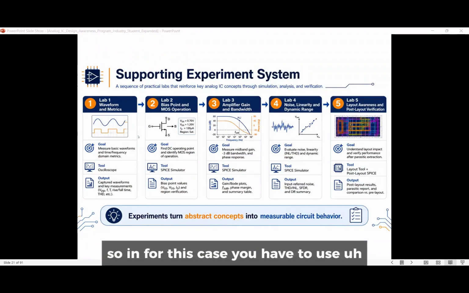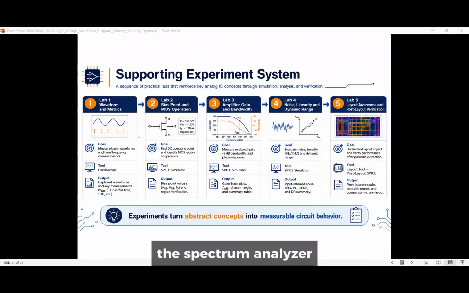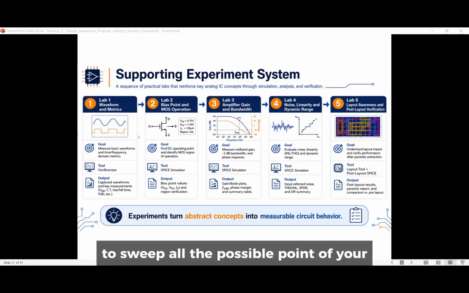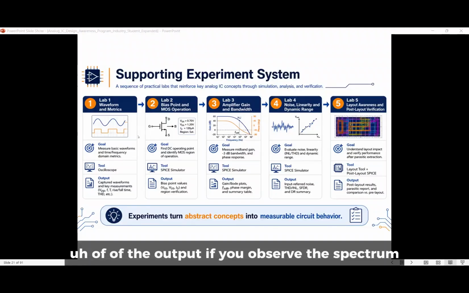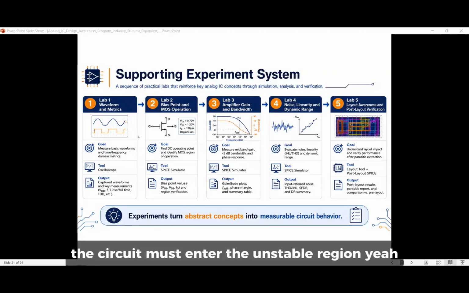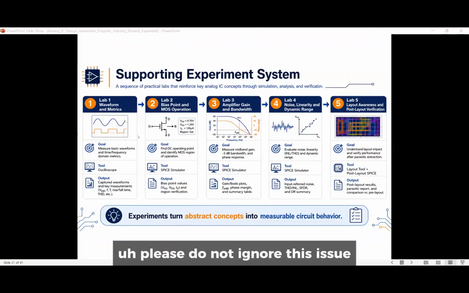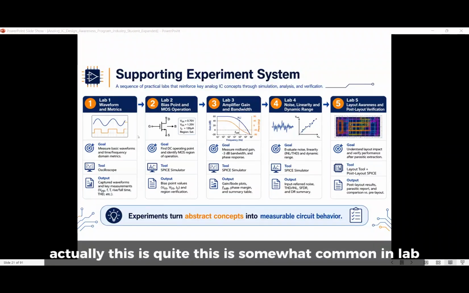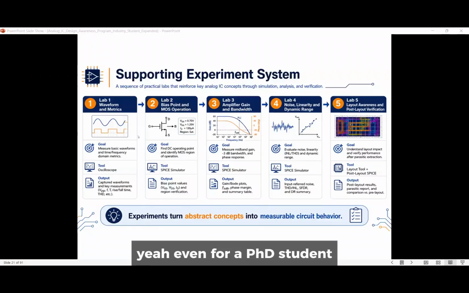So in this case, you have to use a spectrum analyzer to sweep all the possible points of the output. If you observe a spectrum without providing any input, the circuit must have entered the unstable region. Please do not ignore this issue. Actually, this is somewhat common in the lab. Even for a PhD student, this is very harmful to your circuit.